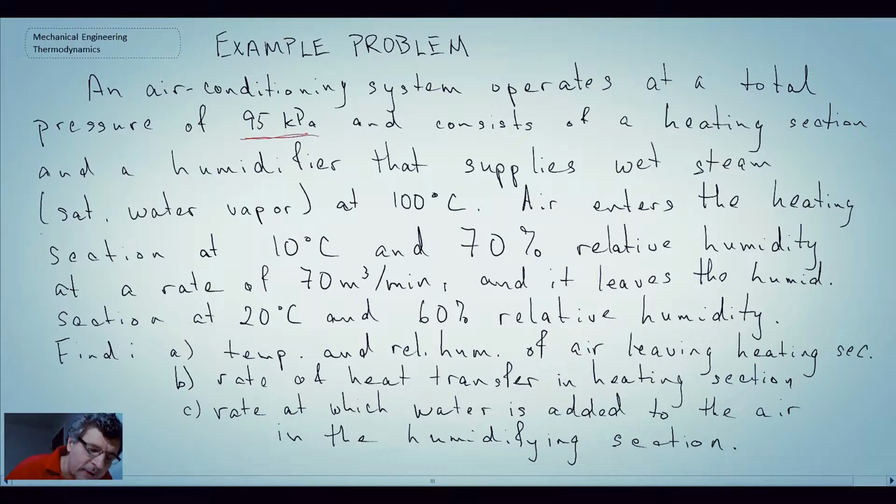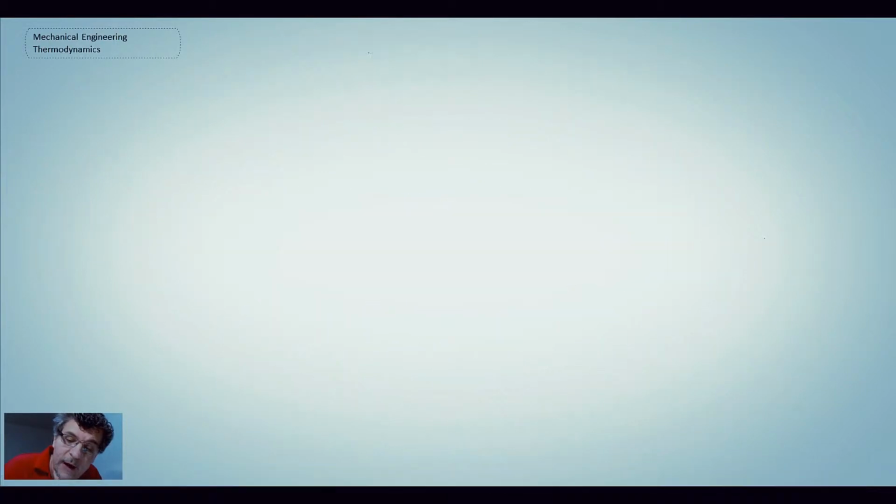We're told that the wet steam is at 100 degrees C saturated water vapor, so we can get property data off the steam tables for that. Air is entering at 10 degrees C, 70% relative humidity. We're given the flow rate, and it leaves the humidifying section at 20 degrees C, 60% relative humidity. Then they have a list of things they want us to calculate, so we're going to write this out as a schematic.